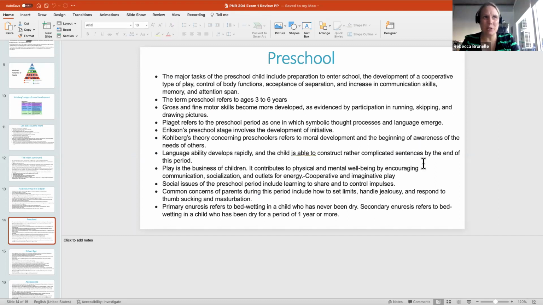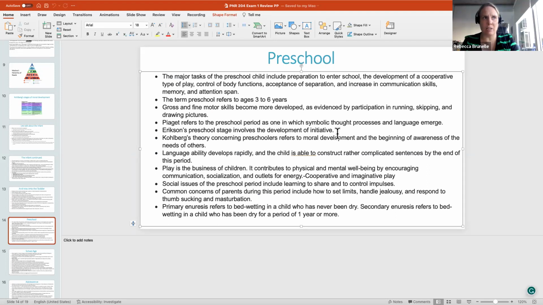So then we're at preschool, and we talked about how, if at all possible, kids should be going to preschool. They learn a lot. This is when they really start to develop that sense of initiative. And this is Erikson's theory. They're kind of aware of others. They're not as egocentric as the toddler. There's a lot of language development.